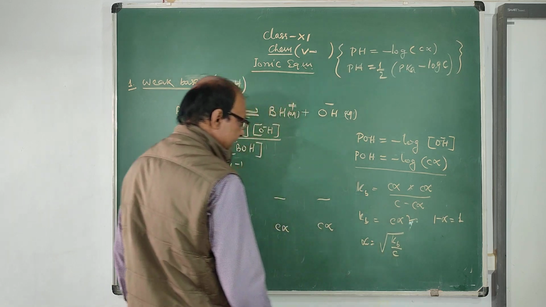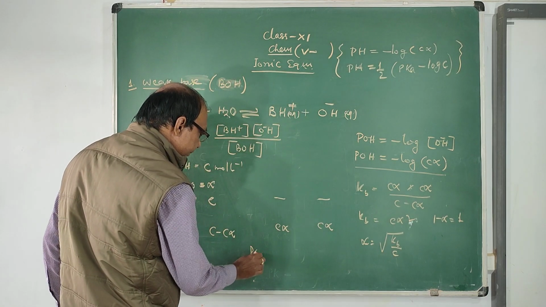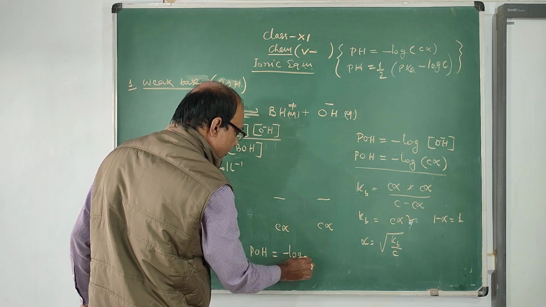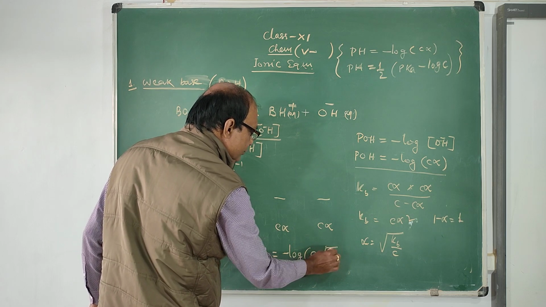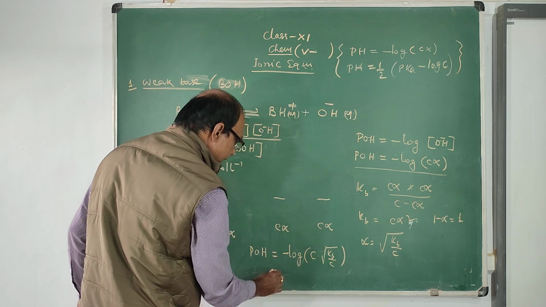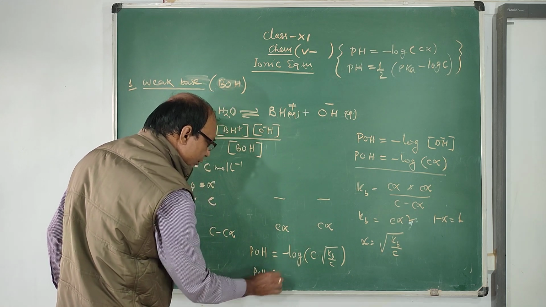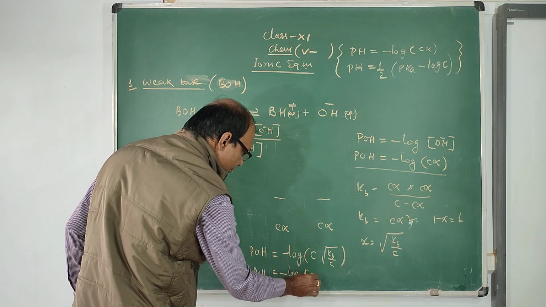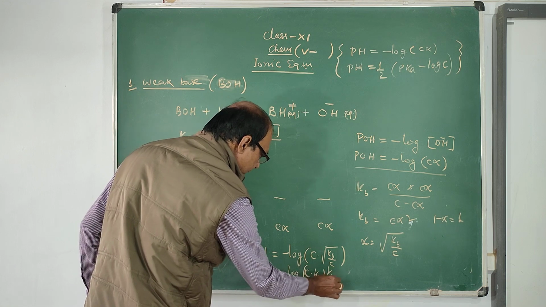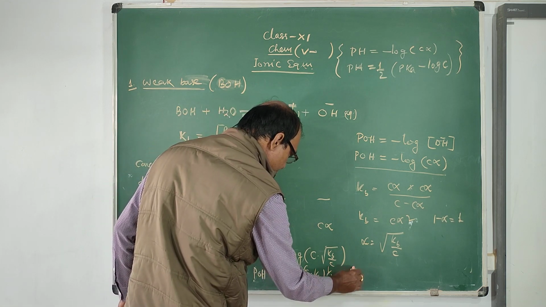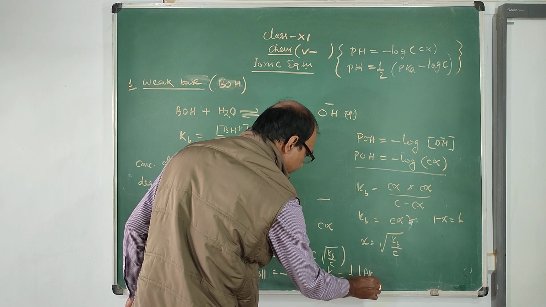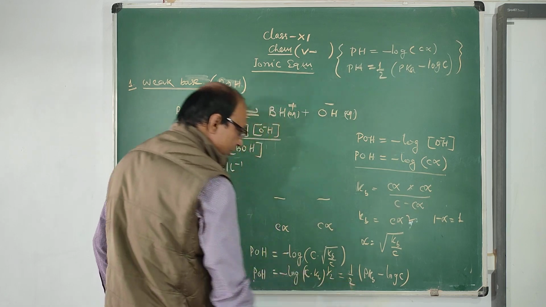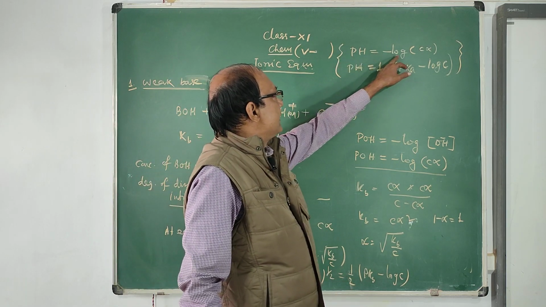Now see again, if you write that pOH equals minus log of C into alpha, alpha equals square root of Kb by C. Therefore, if you go further, it will be minus log of C into Kb by C to the power half. Therefore, the same expression will come. This is equal to half of pKb minus log C.